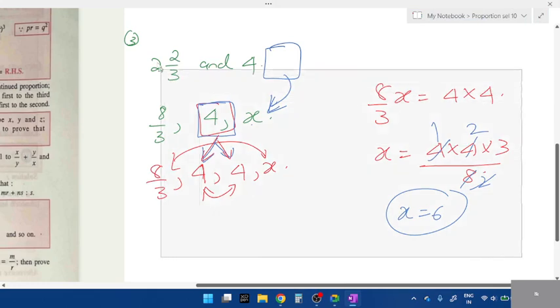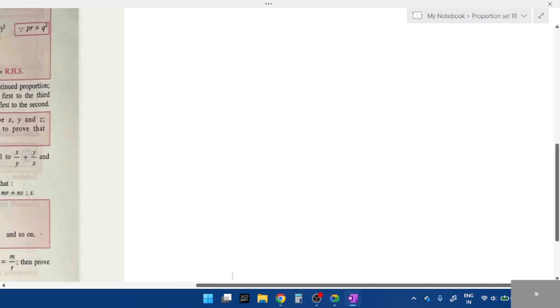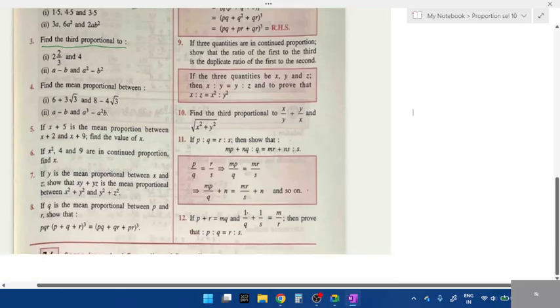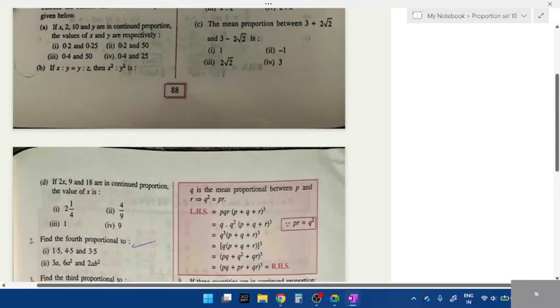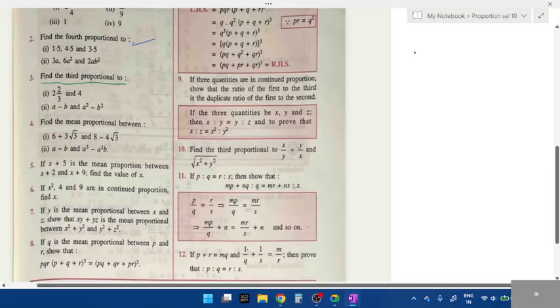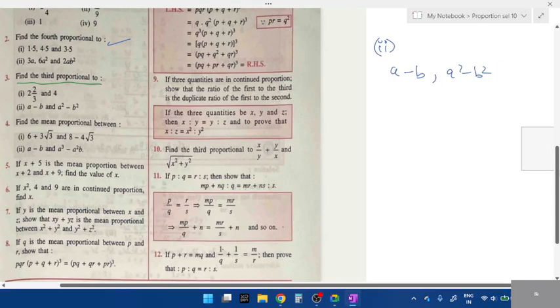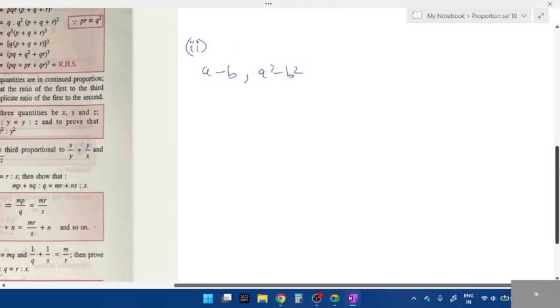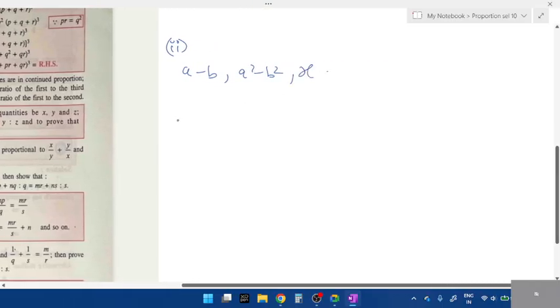Shall we do the next one? Okay, 7b. So be quick, students. We have two exercises, 7b and 7c. You find the third proportion, second question. a minus b is the first one, comma a square minus b square. What should I take the third one as? x. Then which one do I have to split into two parts now? Write it twice.